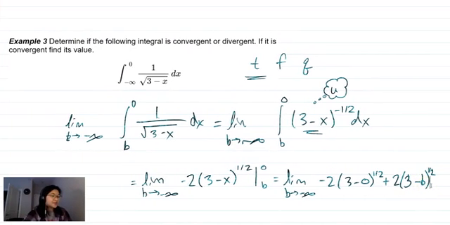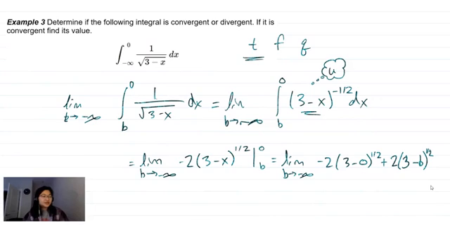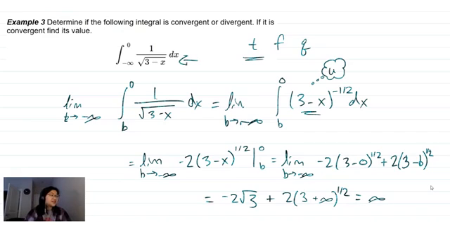So then what happens? Well, this first part is a number, right? So we get negative 2 times root 3 plus 2 times 3 minus negative infinity to the 1/2 power. That's infinity, so that's going to be infinity. So this integral is, I can't spell divergent. Divergent. It's written right there. That's what I looked at.